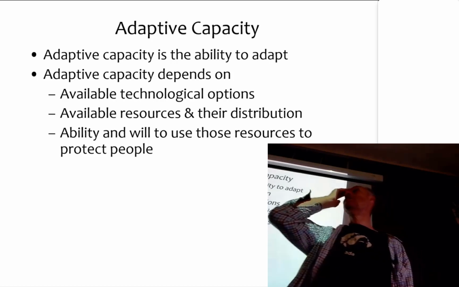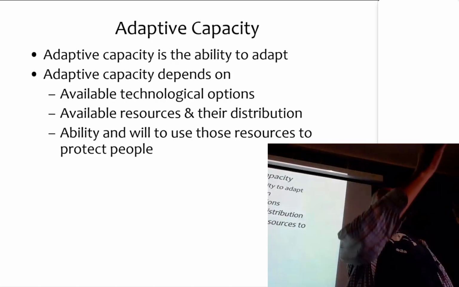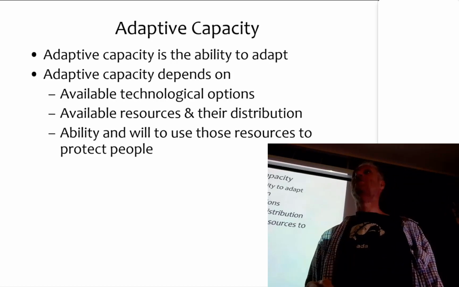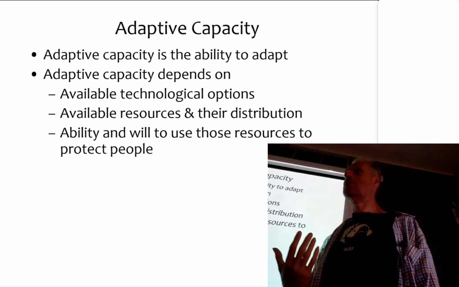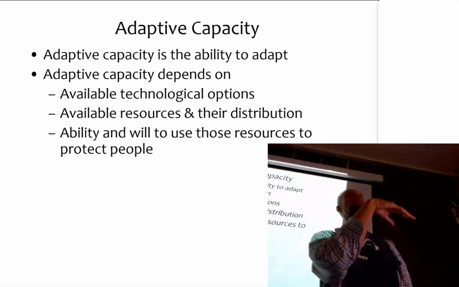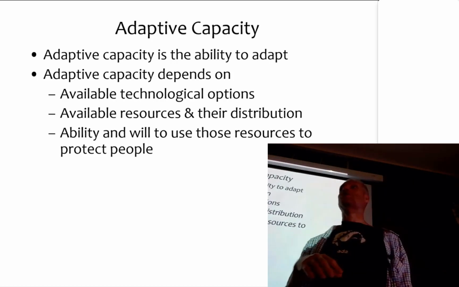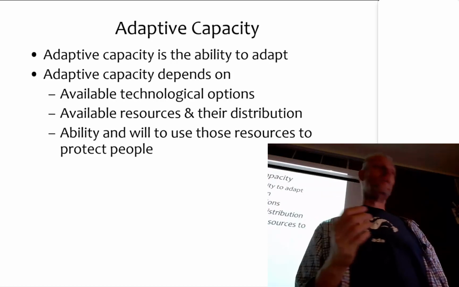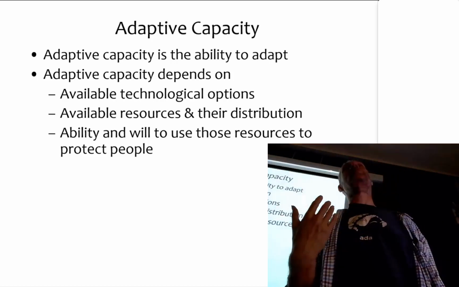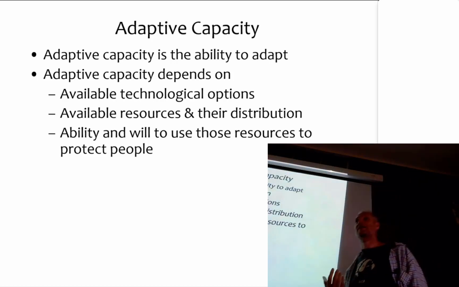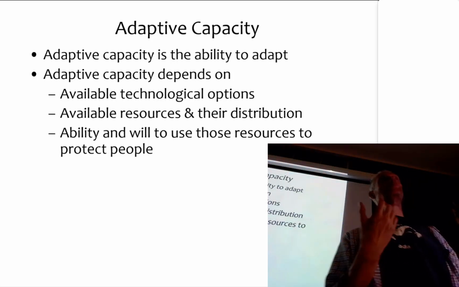So you should be aware of the technological options that you have. And you should be able to build those. And typically poorer countries have less access to technologies than richer countries do. In this case, that's probably not a big deal, right? I mean, building a dike is a pretty primitive technology.